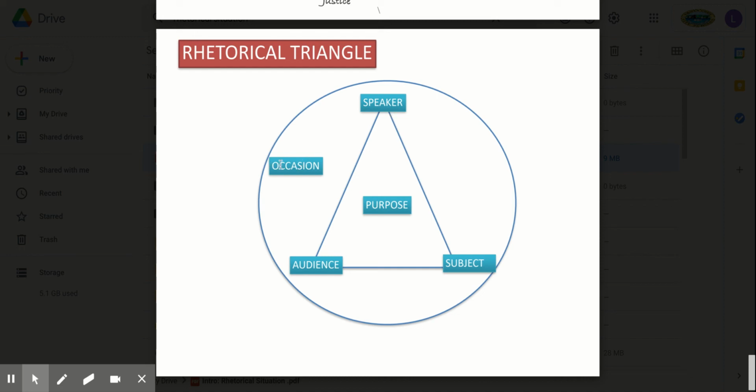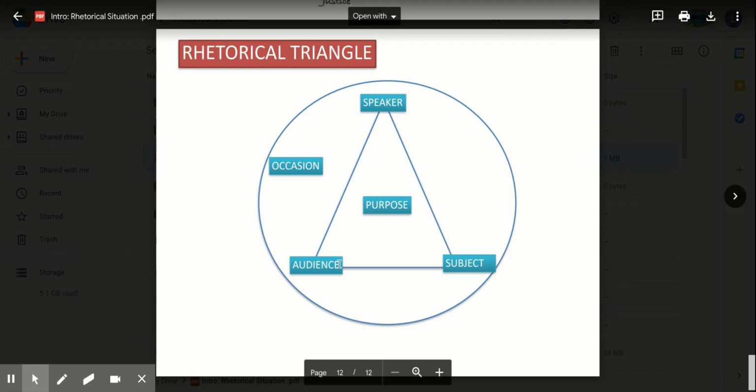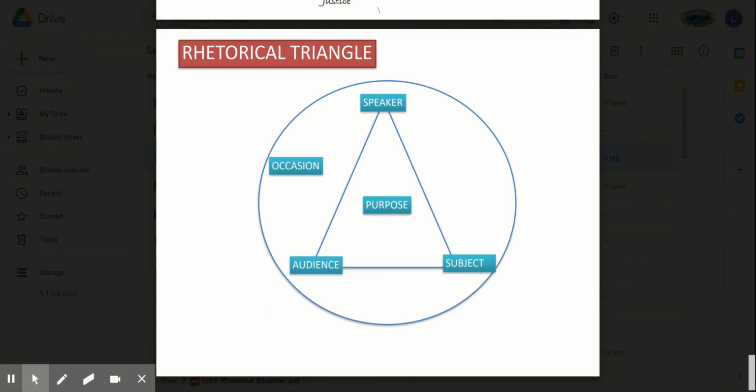Could it be related to occasion? Could it be them responding to something that happened? Could it be shaped by something that is going on? Purpose, what are they trying to get done with this argument? And how are these choices related to that purpose? Subject, there's certain subjects that are going to affect the way we talk about them. Could that be happening? And audience, who specifically is this choice intended to reach?